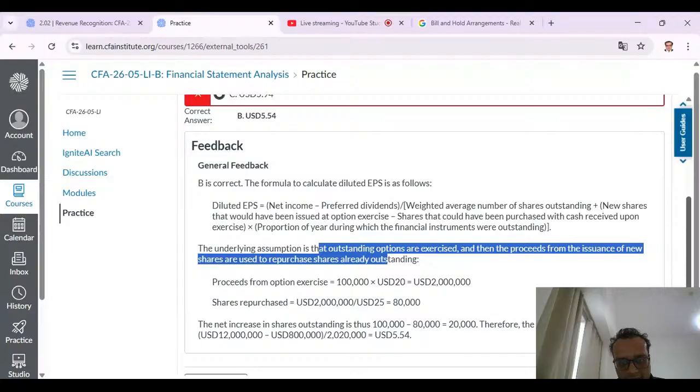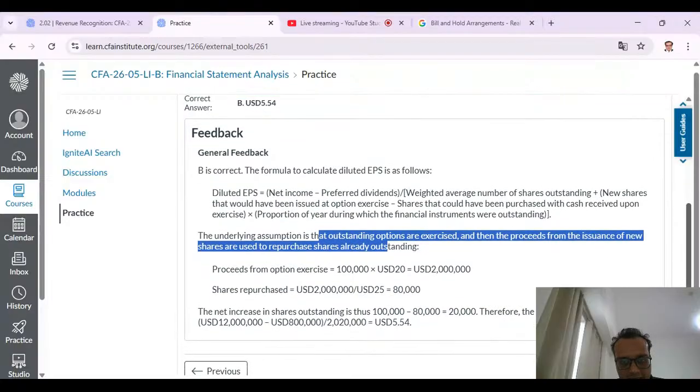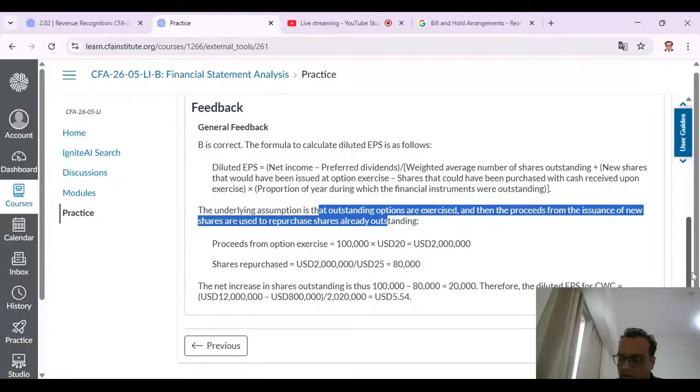जो पैसा मेरे पास आया उसको मैंने मार्केट प्राइस से शेयर परचेज कर दिया इज इक्वल्स टू 80,000. द नेट इंक्रीज इन शेयर्स आउटस्टैंडिंग इज 100,000, मेरे पास जो एग्जिस्टिंग शेयर्स थे, माइनस 80,000 equals to 20,000.